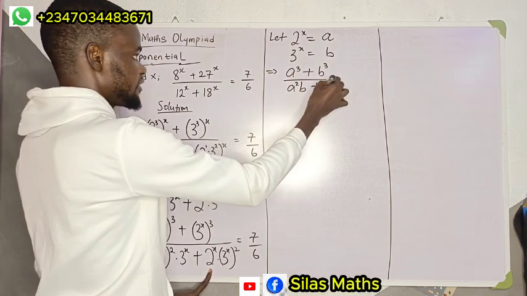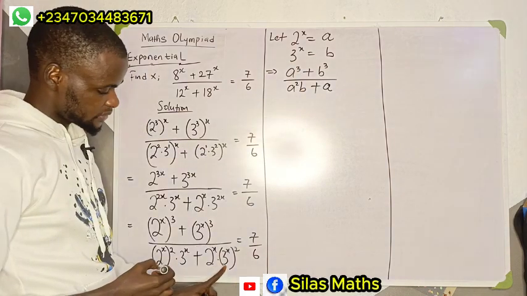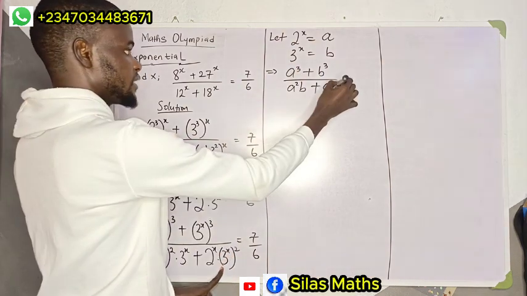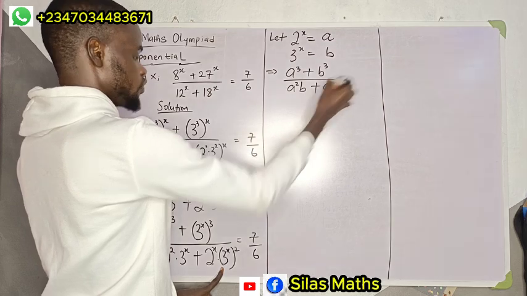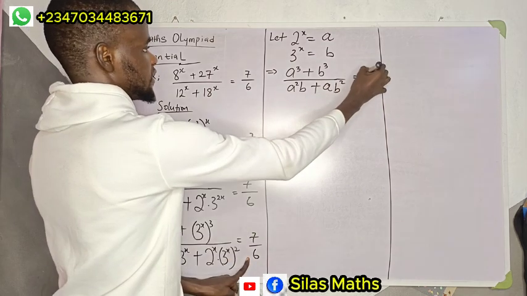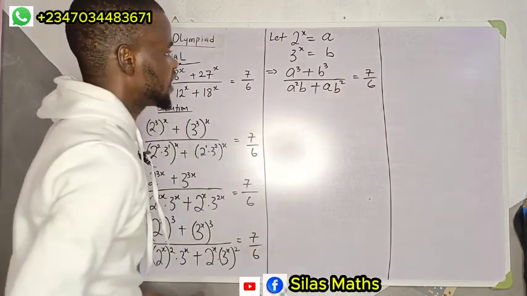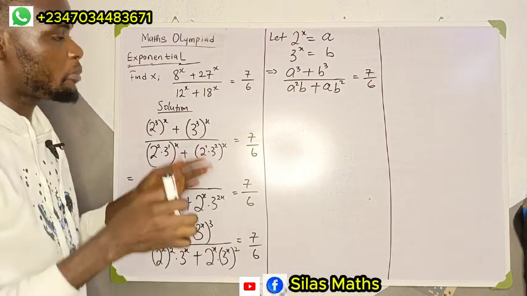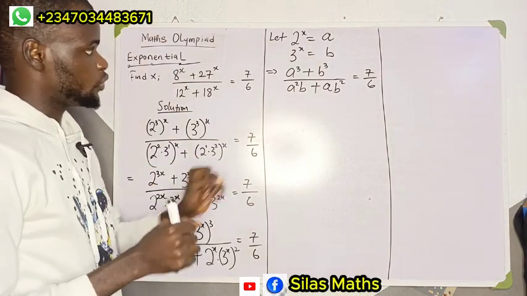x is a, so I have a, then 3 to the power of x all power 2 is going to give me b to the power of 2, equal to what? 7 over 6. Okay, now we have compressed the equation.